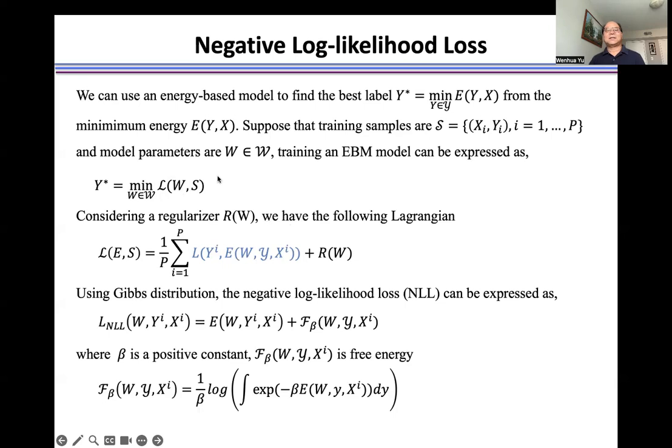This is just like a minimum constraint problem. We can write it using the Lagrangian. We get this formula, this equation. This equation is for all the examples in the training data set. For the loss for each training example, we use the Gibbs distribution. We get a negative log likelihood loss.